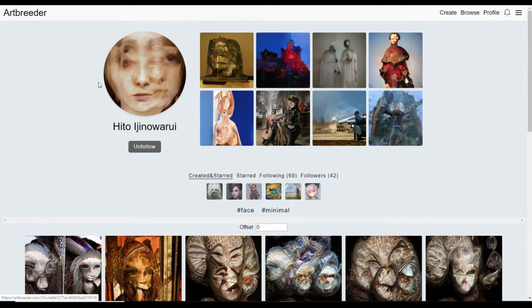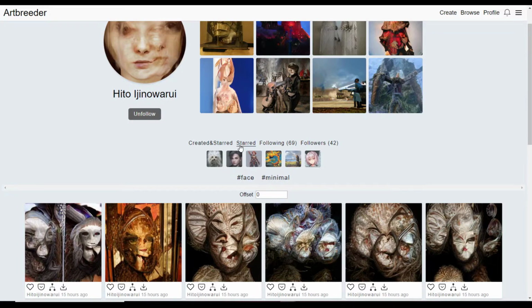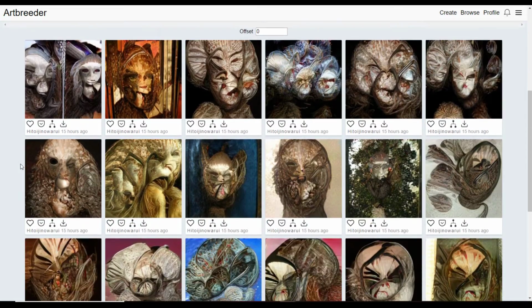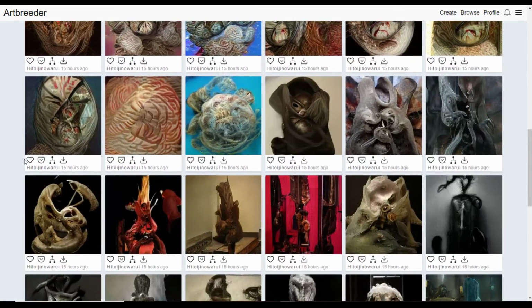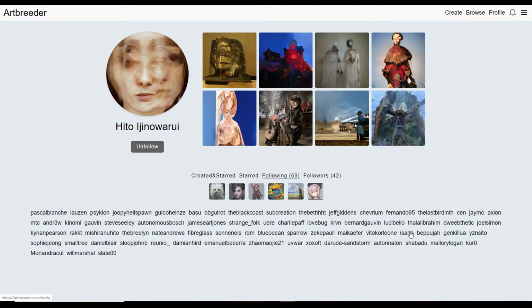This is back on that user's profile. And then you can also favorite pictures that other people have made. Let's see, are they following anyone? They're following these people. I'll just click on some of these.